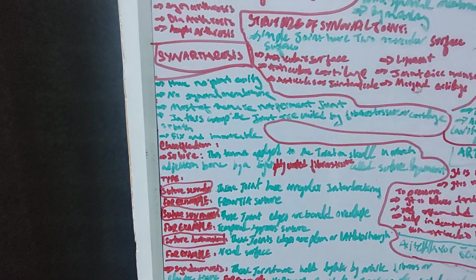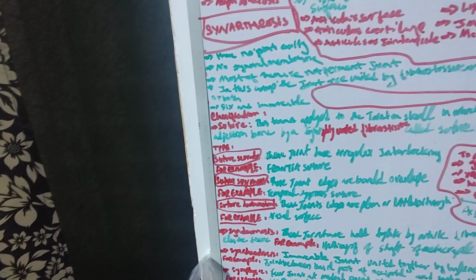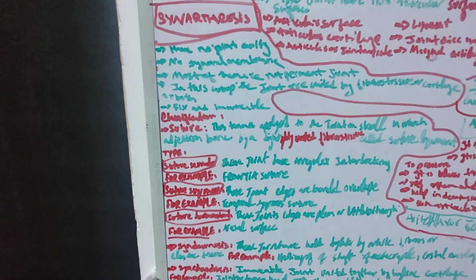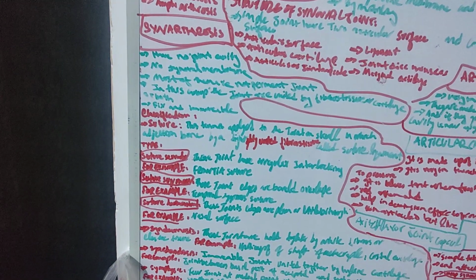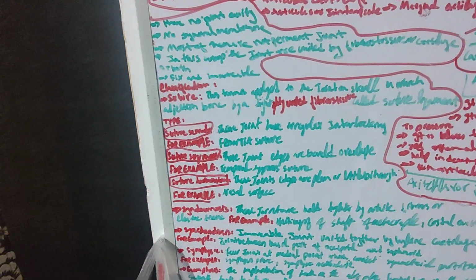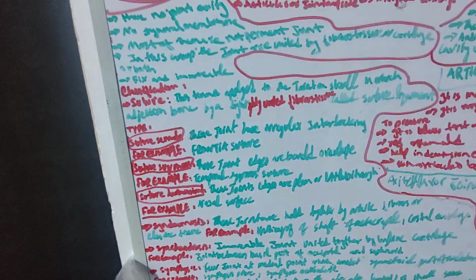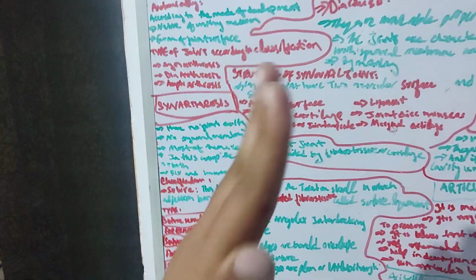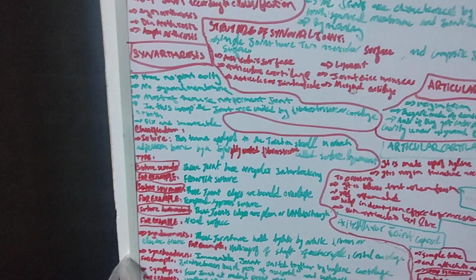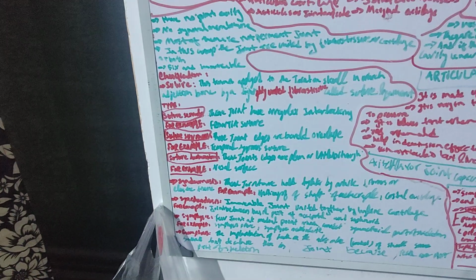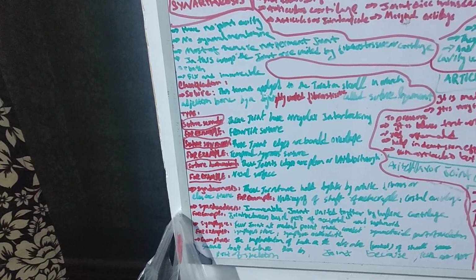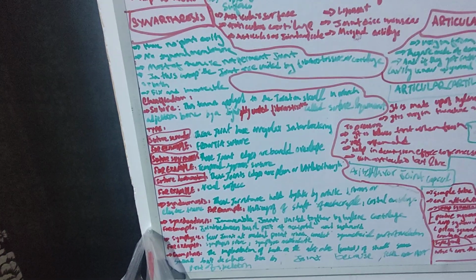First type: suture serrata. These joints are irregularly interlocked with each other, like the frontal suture. Then we have suture squamosa. These joints are beveled and overlap each other, like on upside or downside, like the temporozygomatic suture. Then we have suture harmonia. These joints are plain, or rough from the edge, like the nasal suture.